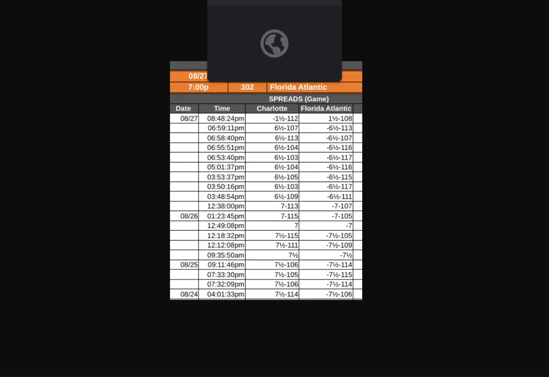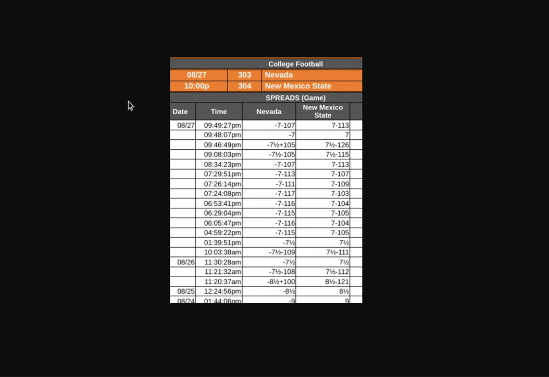Okay, let's go to the next one. Nevada, New Mexico State. Interesting line movement here. This kind of bounced around. You can see, let's look at the day of. See here at 10 that morning, it was at 7.5. So at 5 o'clock, this game goes off at 10. It's down to 7, right?